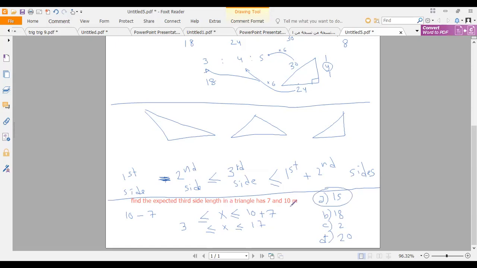Please write this question because I will not repeat this question again. And this question is common in the exam.